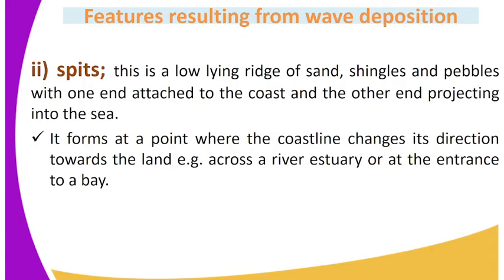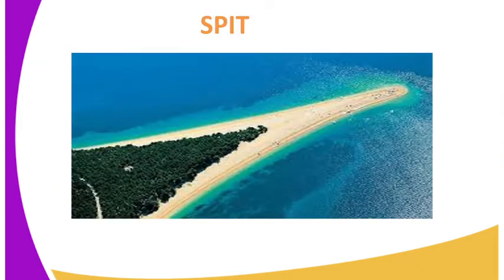The other feature formed as a result of wave deposition are spits. This is a low-lying ridge of sand, shingles, and pebbles with one end attached to the coast and the other end projecting into the sea. It forms at a point where the coastline changes its direction towards the land, for example, across a river, estuary, or at the entrance of a bay. A picture of a spit.